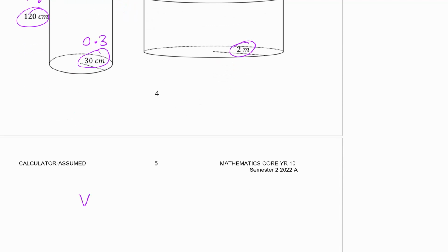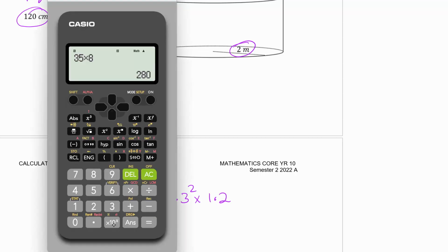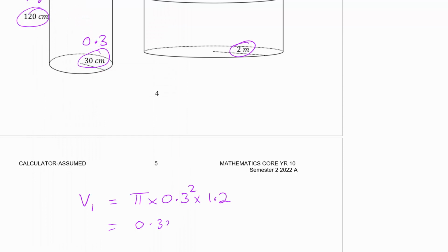And so the volume for our first cylinder is pi times the radius squared times the height. So pi times 0.3 squared times 1.2 gives me 0.33929. And that is in cubic meters.